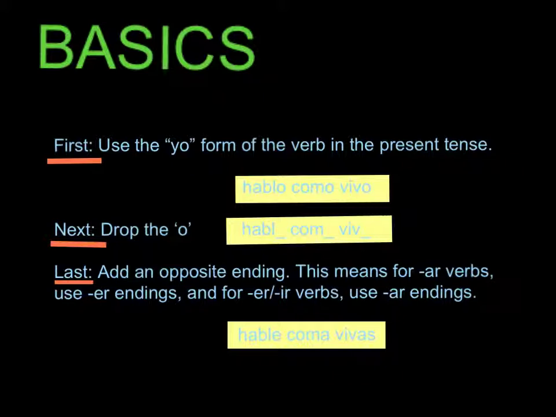So for example, hablar, which is usually an AR verb, is now replaced with the conjugation for an ER verb, and comer, which is usually an ER verb, is replaced with the conjugation of an AR verb. And same goes for vivir.